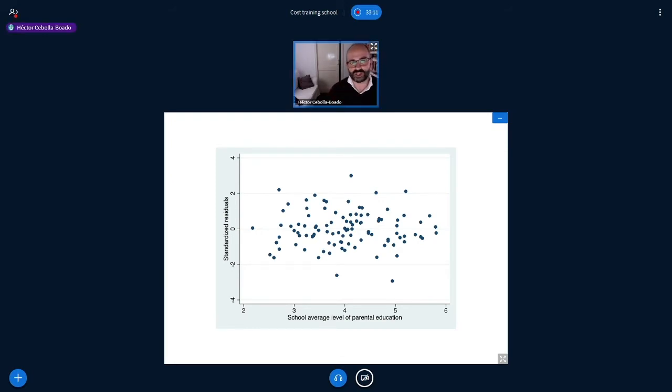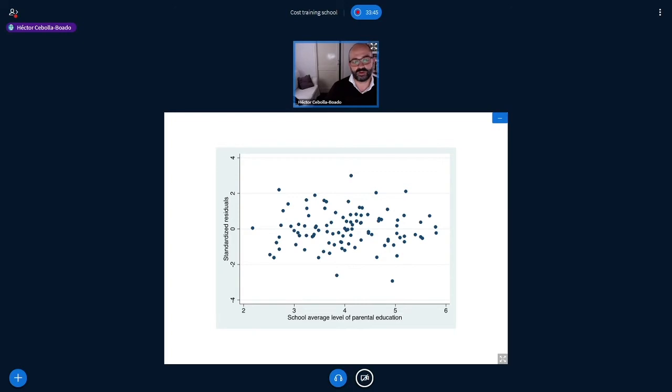Well, let's try to see what we do when we ignore context. This is the distribution of our residuals across different levels of parental education. This is my independent variable. These are the standardized residuals, and as you can see, or just stop me if you don't, these residuals seem to be randomly distributed with an average of 0, right?